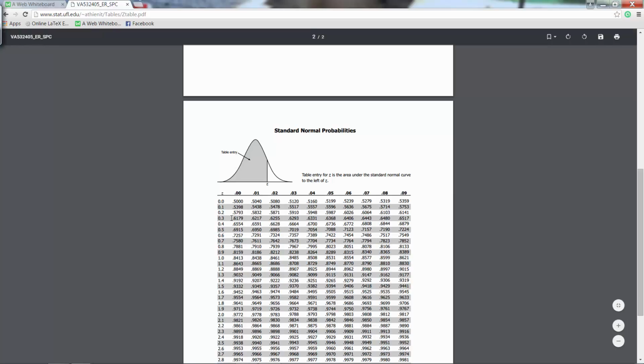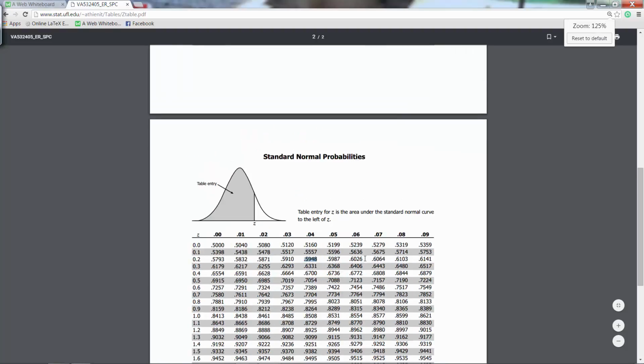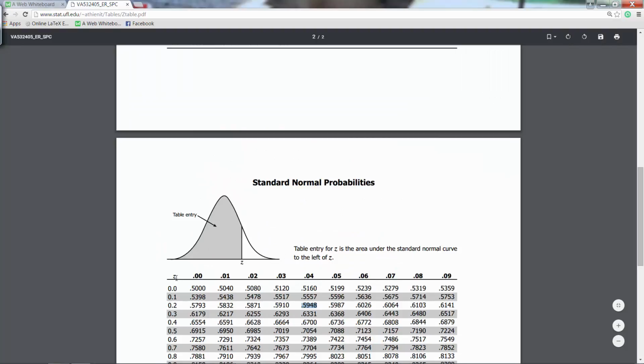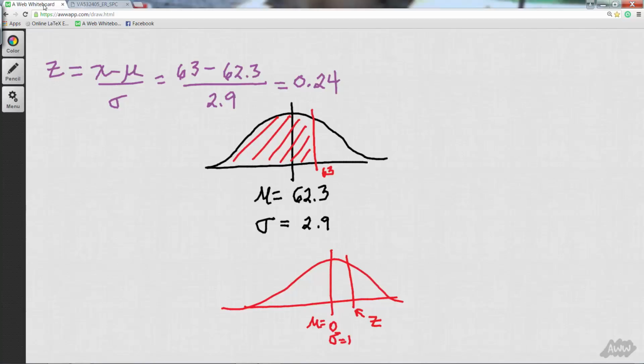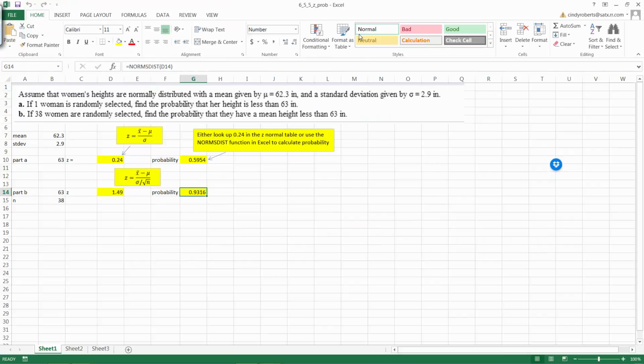So if I go here to 0.24, it looks like 0.5948. Let me zoom in on that a little bit. So I look at the z, 0.2, and then I come under the 0.4 and I get 0.5948. So it looks like this probability here, or even here, the standardized, is 0.5948. Well, I can even do that in Excel.